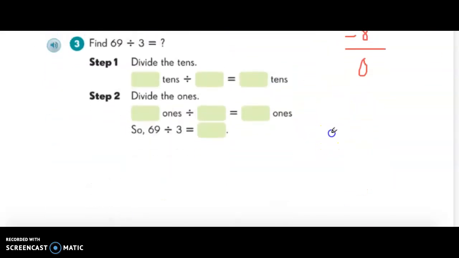Let's look at the next one. 69 divided by 3.